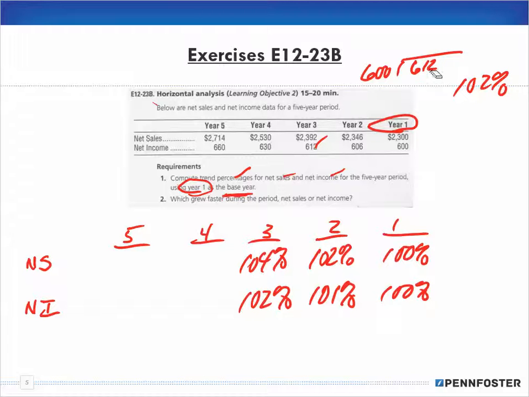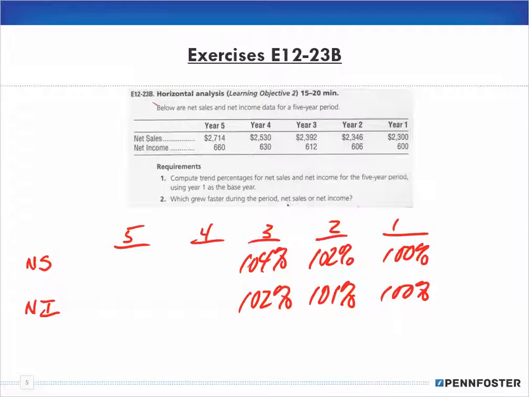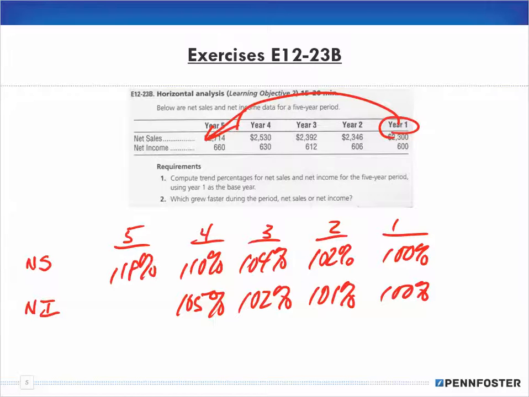Okay. So I'm just doing the same exact thing for the rest, for year 4 and year 5. I'm taking 2530 and dividing it by the 2300, and that gives me 110%. I'm taking the 630 and dividing it by 600, and that gives me 105%. And then when I go to year 5, I'm doing the same thing. I'm going to take the 2714 and divide it by 2300, which gives me 118%. And then taking 660 divided by 600, which gives me 110%.